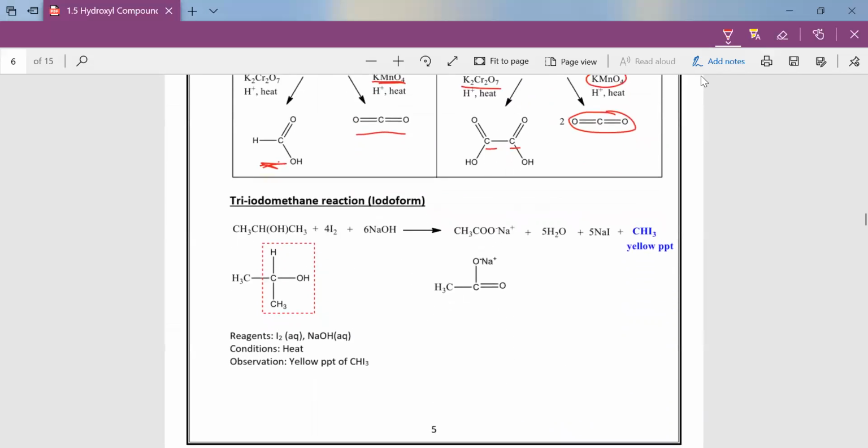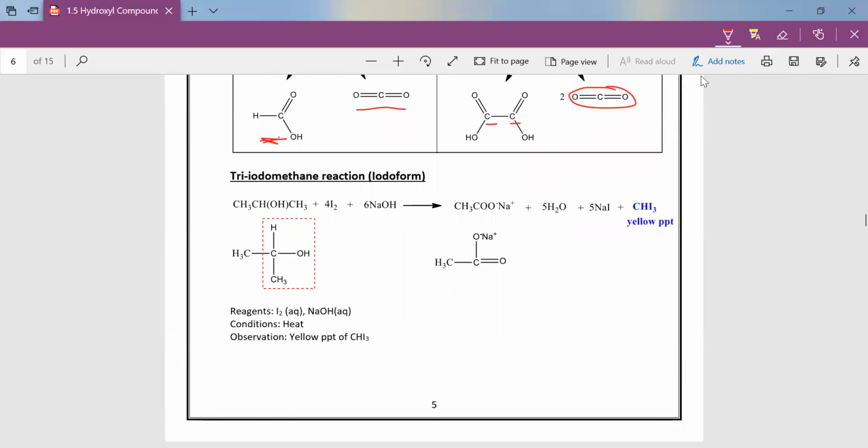Okay, next up we have the triiodomethane reaction, which is what we call the iodoform test. So you have iodine in basic solution with heat, and if the compound has a carbon that is bonded to a methyl group, an OH group, and an H, you will get a yellow precipitate of CHI3. This is what we call a special structure, and it'd be great if you can remember the reaction itself.